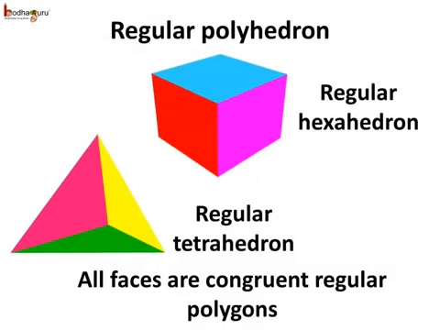You know, this cube is also called a regular hexahedron as it has 6 equal faces. So, regular hexahedron. Same way, this triangular pyramid is called a regular tetrahedron as it has 4 equal faces.